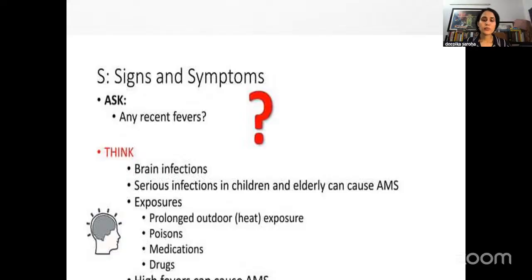And exposure to prolonged outside heat, leading to dehydration or heat stroke, can present with AMS also. Some poisons, whether they are inhaled or ingested, will present with AMS. Some medications, whether taken within the dose range or overdose, will lead to AMS.